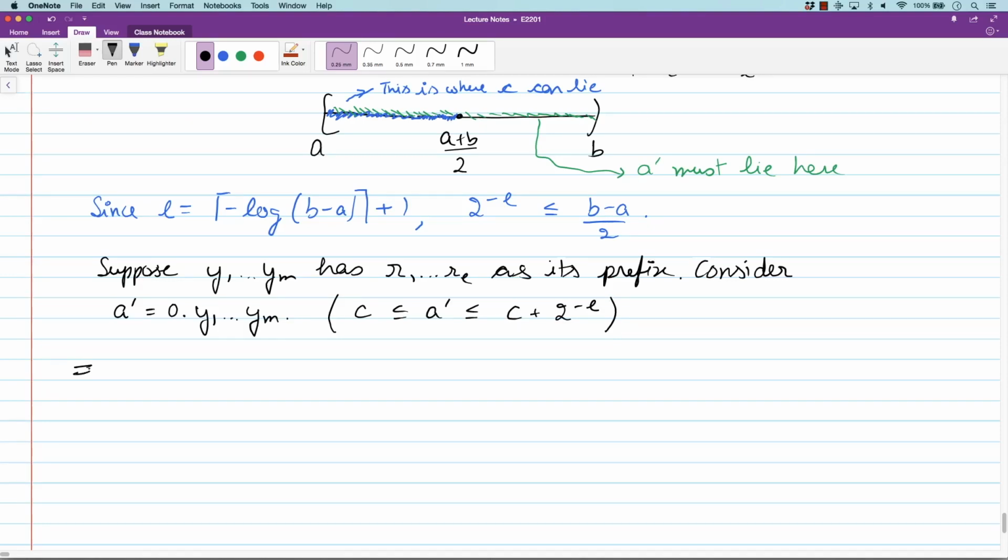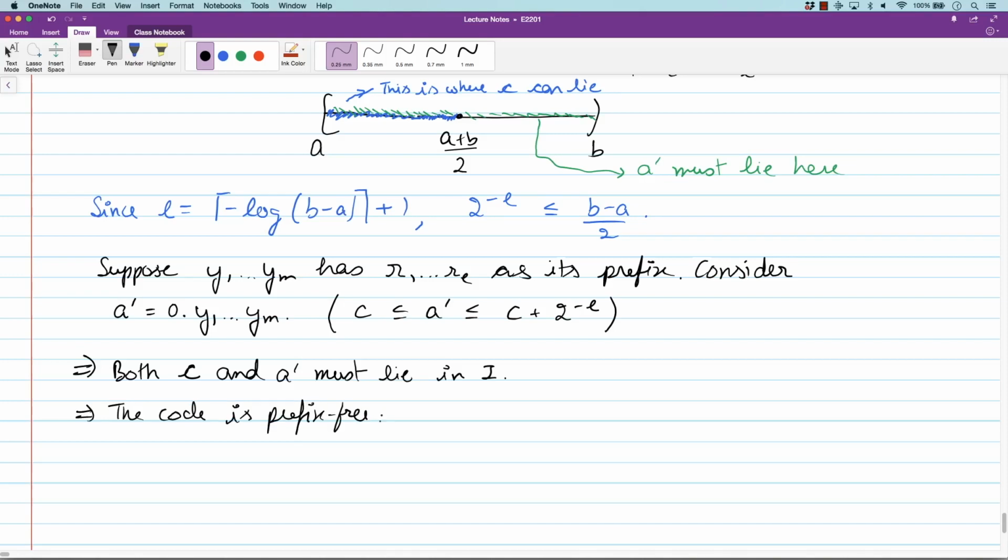So the conclusion from this observation is that both C and A prime must lie in I. And therefore, if there is another interval whose code word C prime is a prefix of the code word C corresponding to our interval I, then there is a contradiction, because that new C prime, the code word of some other interval, must lie within I by this second property. But by the first property, that code word must lie in its corresponding interval, and these two intervals are disjoint. So therefore, this code must be prefix free. Okay. All right. So great.